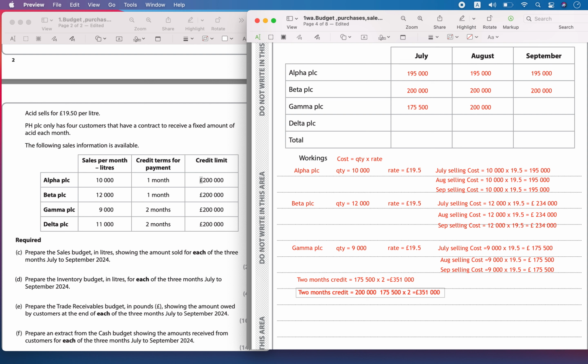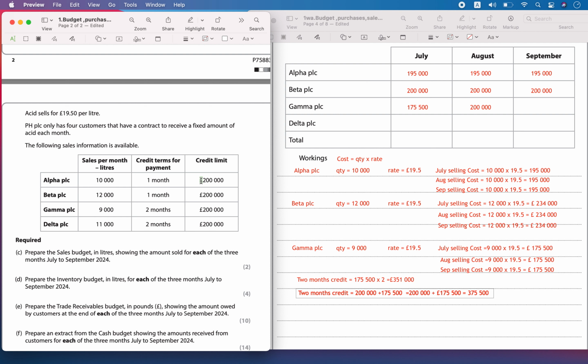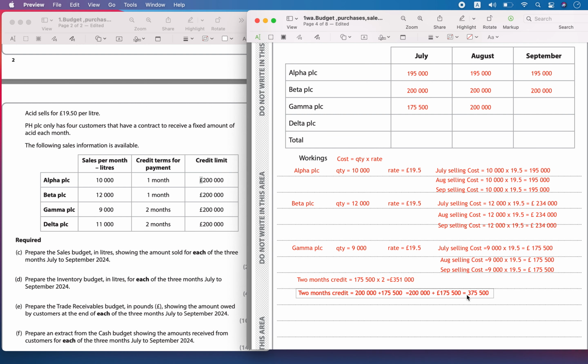So here also it exceeds because from the previous month all I could have was 200,000, okay, plus 175,500. So the total value is going to be equal to 200 plus 175,500, which will be 375,500. Okay, 375,500 pounds is the maximum that can happen. But still I am allowing only 200,000 for this month. So we'll still be seeing 200,000, and the rest they will have to pay in cash.